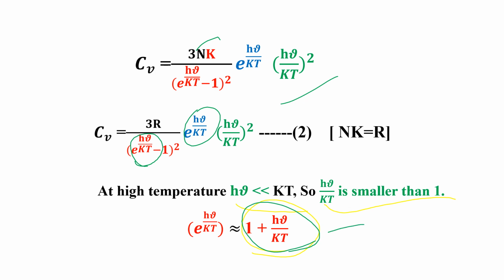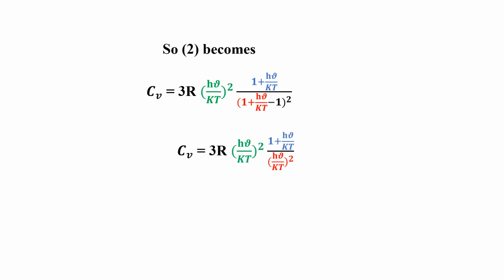So please note down the equation 2 in your paper. Now if you substitute it, you can see what happens. So the equation 2 becomes like this. So you are having plus 1 minus 1 both in the numerator and the denominator, which can be cancelled. And another thing, you can see that there is a 1 plus h nu by kt in the numerator.